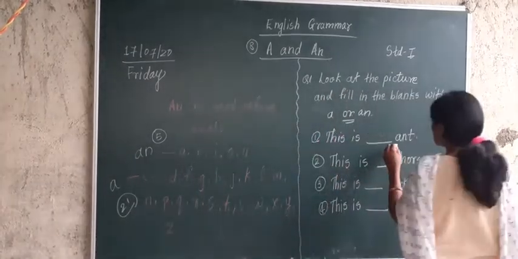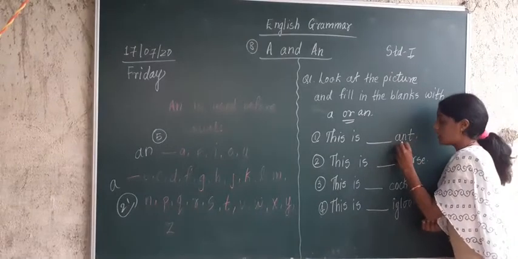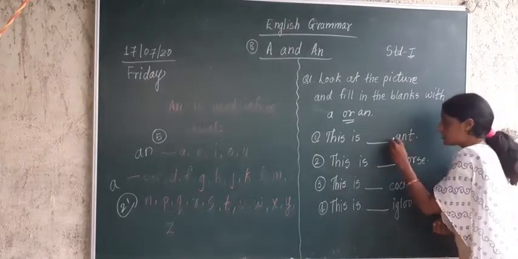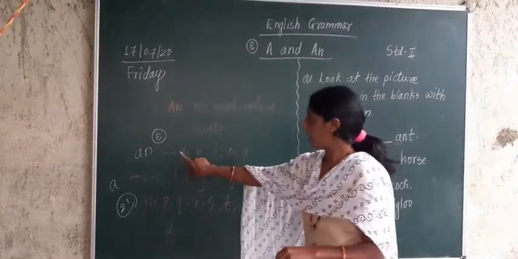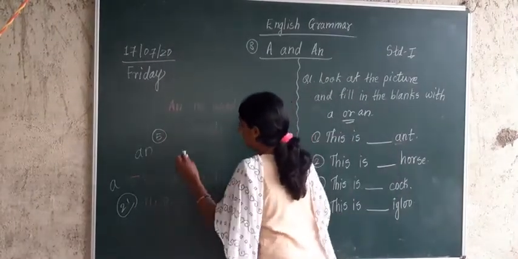Now the word ant starts with which letter? Ant starts with the letter A. A is what? A is what? I will write it in.